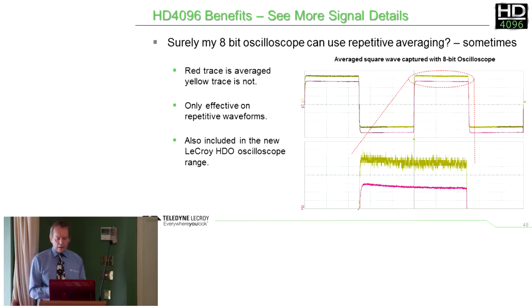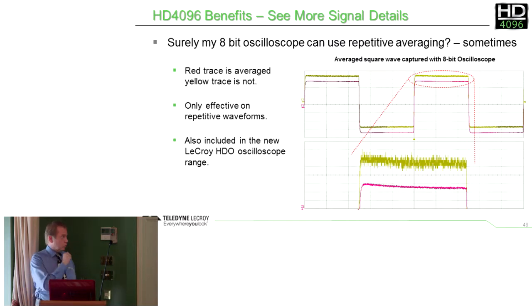How about repetitive? So you can average in a repetitive mode. Okay, so I've got a square wave, got noise on it. Instead of using a linear average, I use my multiple acquisitions and average those, which is what I've done here. So I've taken the yellow trace, which is unaveraged, and you can see the noise on that, and I've taken the red trace and I've turned the multiple acquisition averaging on, and that works really well.